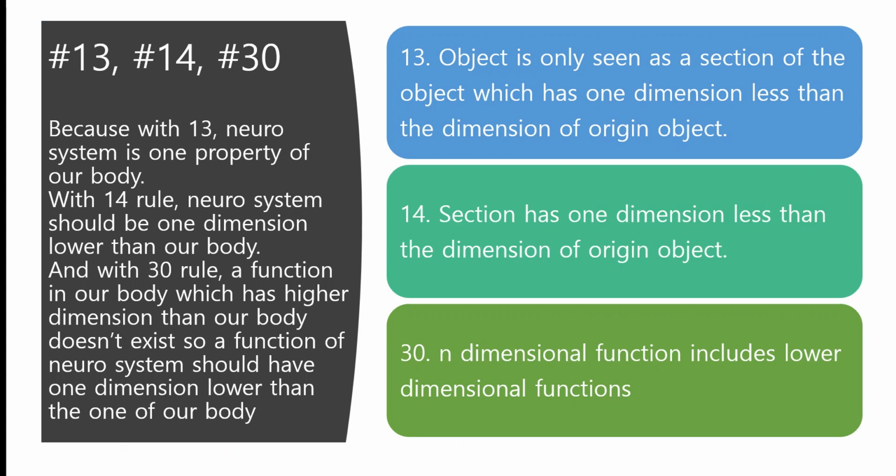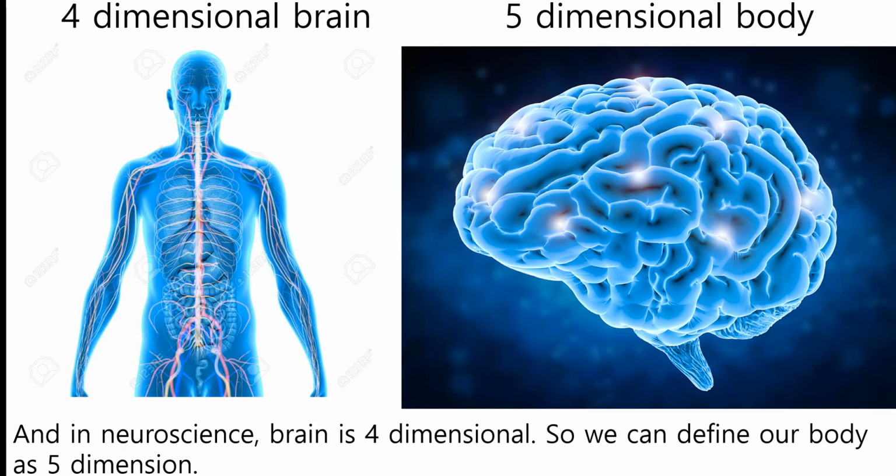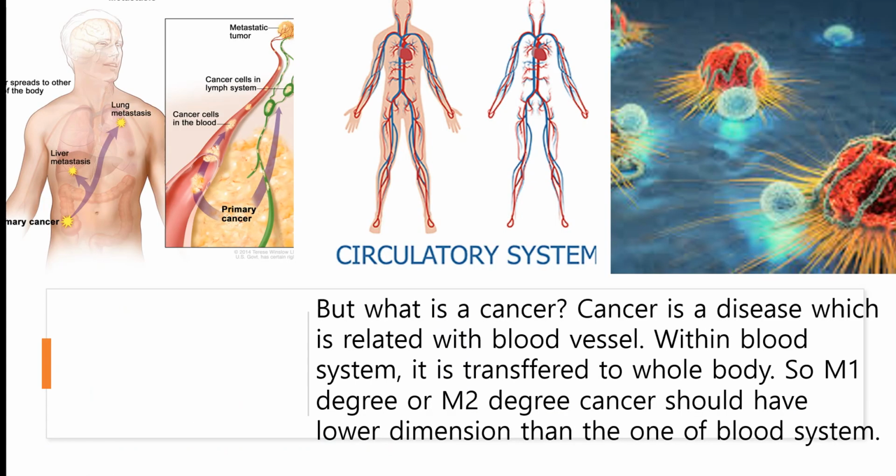With the 40 rule, the neural system should be one dimension lower than our body, and with the 30 rule, a function in our body which has higher dimension than our body doesn't exist, so a function of the neural system should have one dimension lower than the one of our body. And in neuroscience, the brain is 4-dimensional, so we can define our body as 5-dimensional.